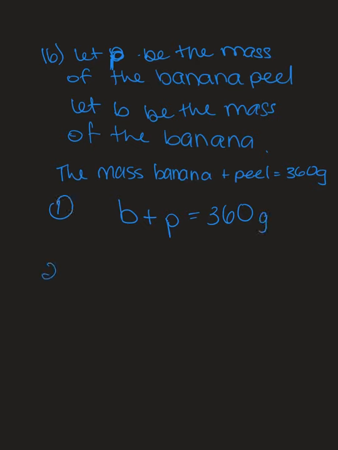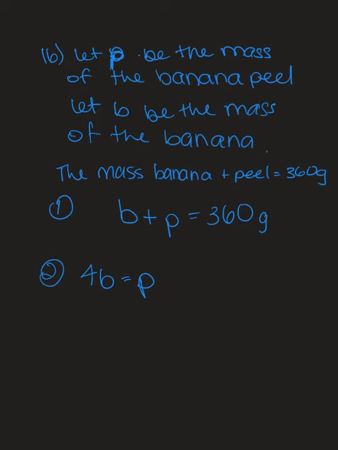My equation 2 now says that the banana is actually going to be 4 times more than the mass of the peel. So that means that my banana is 4 times that of the mass of the peel. Well, what does that mean? 4 times, and we said that my banana is actually B, so 4 times B equals P, my mass of my peel. That's what this means. 4 times my banana equals the mass of my peel.